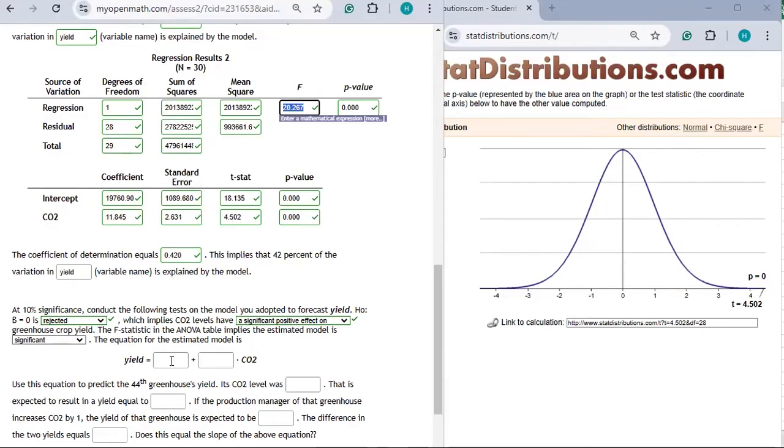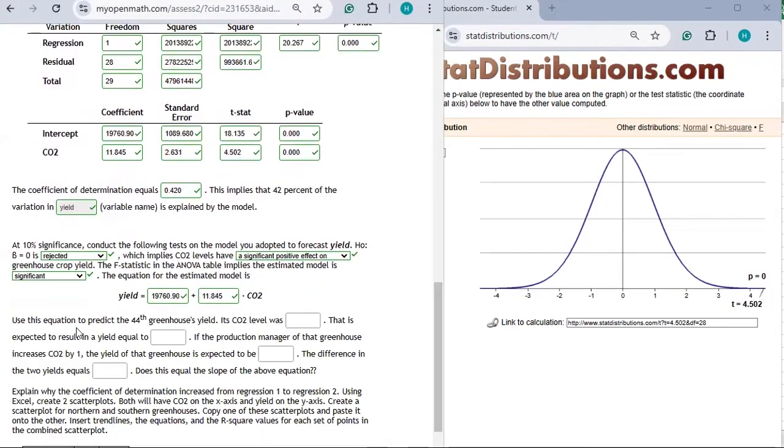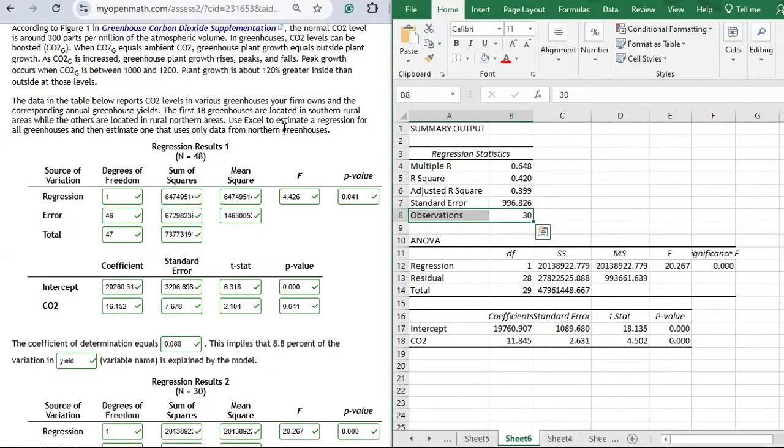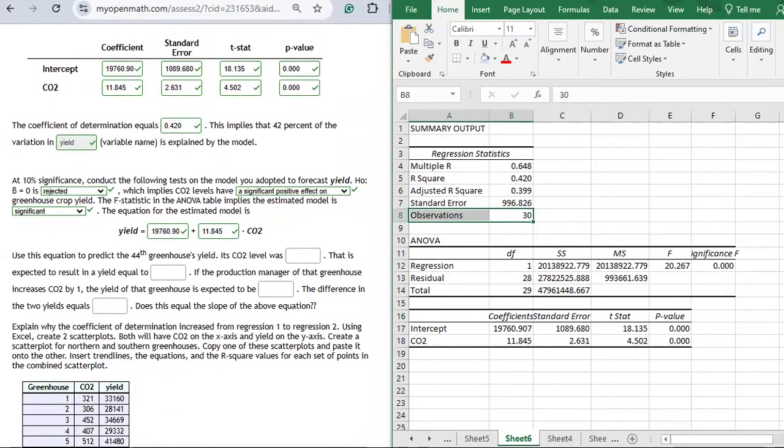The equation for the estimated model, I have CO2 here times this coefficient, and then we're going to add that to the intercept. We're going to use this equation to predict the 44th greenhouse's yield. So I'm going to do that in Excel. Make sure you're using the results from the regression of the 30 northern greenhouses. Okay, I'm going to find the data.